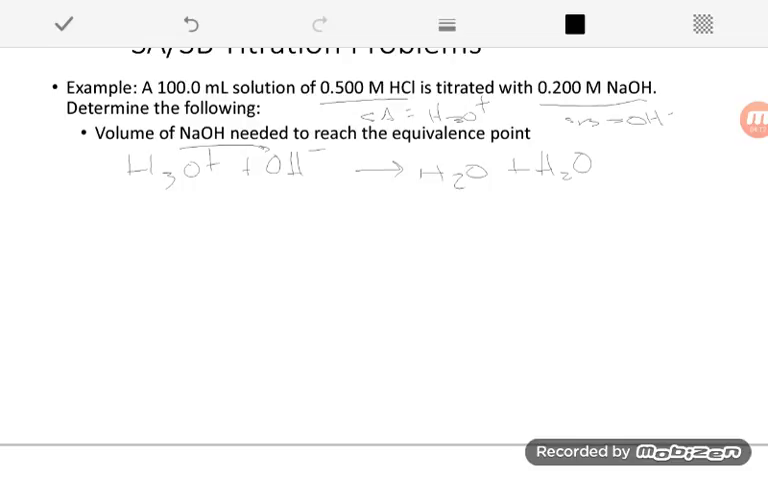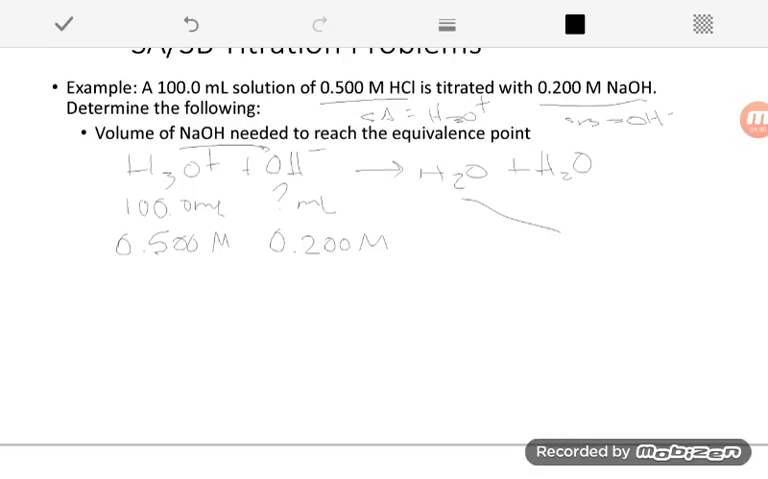The next thing I like to do is organize my information. What do I know about the acid? I'm going to put that right underneath it. I know that I started with 100 milliliters of acid, and I know that it's 0.5 molar. What do I know about the base? I don't know the volume of base. That's my question, and I do know that it's 0.2 molar. Okay, so that's what I know about the acid and base.